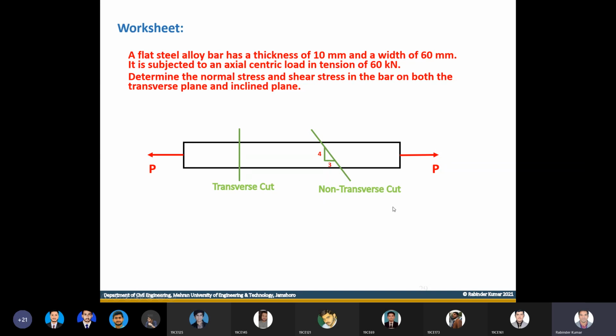So have you done it? I hope no one has done it. So anyone who wants to prove me wrong, if anyone has done it, he should tell me. Okay, so as expected, no one has done this question. So it's easy. How you need to solve it for the non-transverse cut?